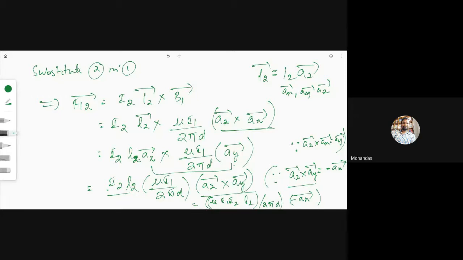What is the meaning of minus AX here? What did we finally get as the force? F12 equal to mu into I1 I2 L2 by 2 pi d minus AX. What does the minus indicate? Force on which conductor, amma? Force on conductor 2 or conductor 1? What is F12? Force due to conductor 1 on conductor 2.